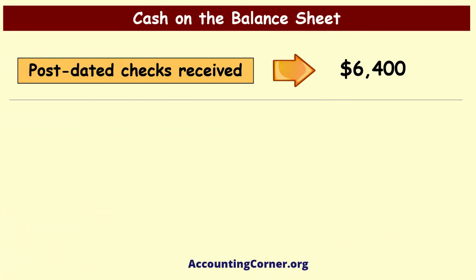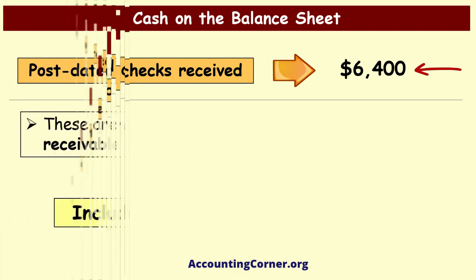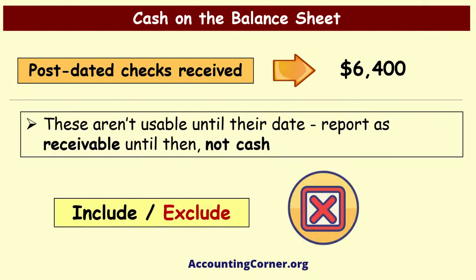Our next item is post-dated checks received, with a total of $6,400. Even though the company holds these checks, they are not usable until the date written on them. That means, the funds are not immediately available. Until that date, they must be reported as receivables, not as cash. Therefore, we exclude this amount from the cash balance.